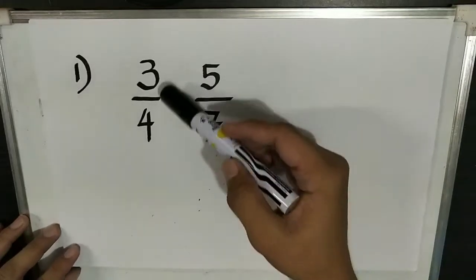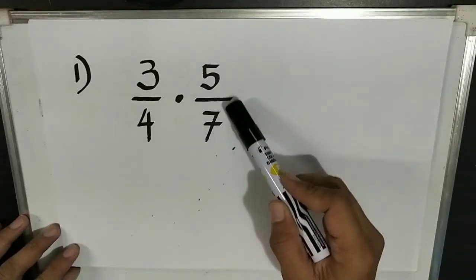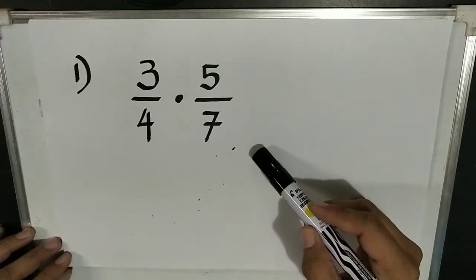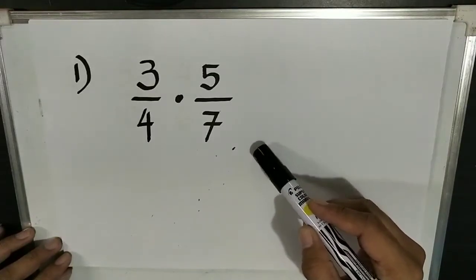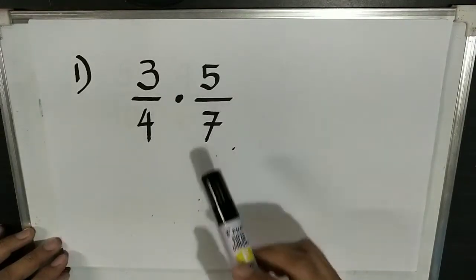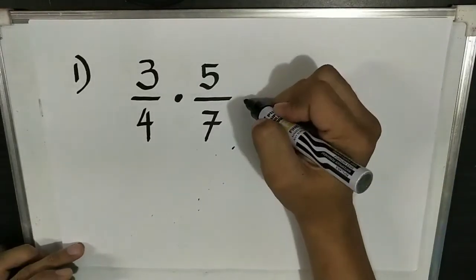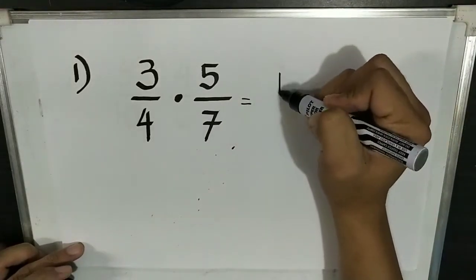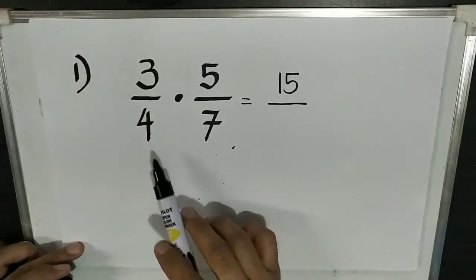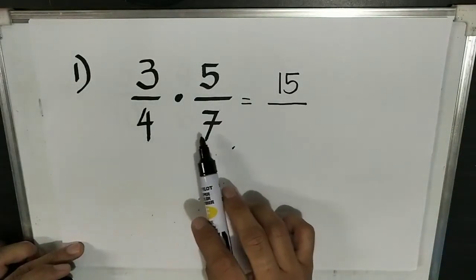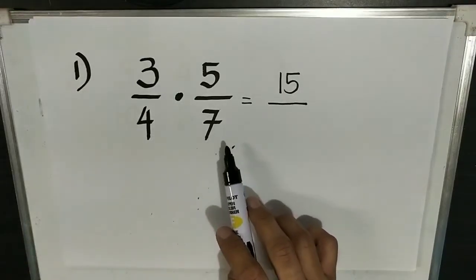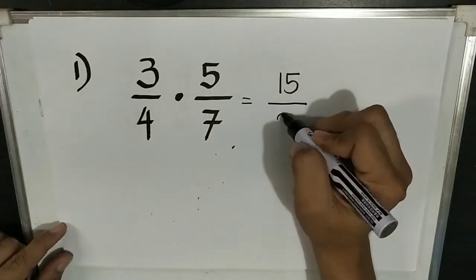I have here 3/4 times 5/7. To multiply these fractions, we have to multiply first the numerator, 3 and 5. So we have 15. Then we will also multiply denominator to another denominator. So we have 4 times 7 is equal to 28.